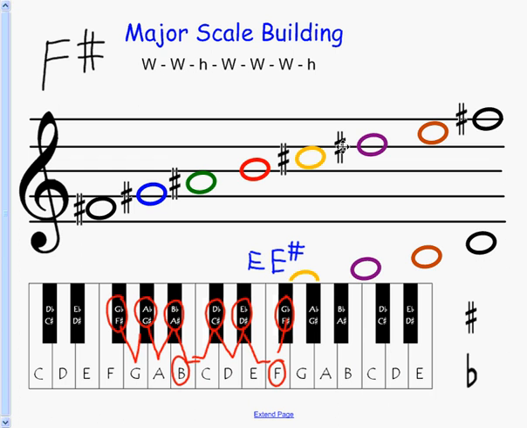Same thing kind of happens down here with B. C is the same as B sharp. Okay, so there's that little difference that we need to know. So because we can't put two things on F, we have to put something on E, so that becomes E sharp. Now we have our F sharp scale. F sharp, G sharp, A sharp, B, C sharp, D sharp, E sharp, and F sharp.